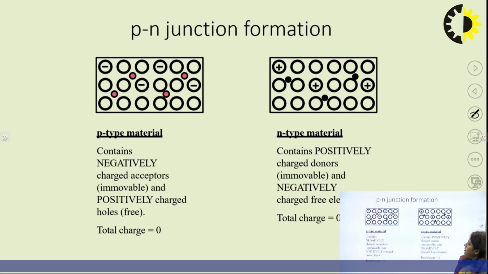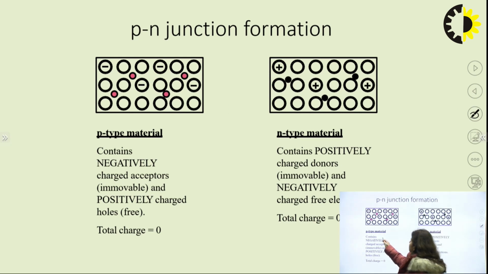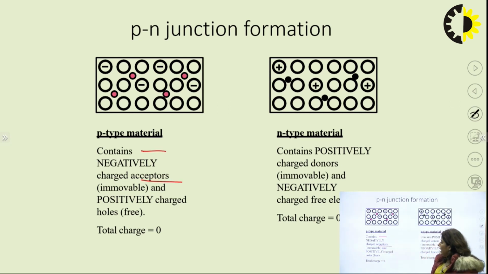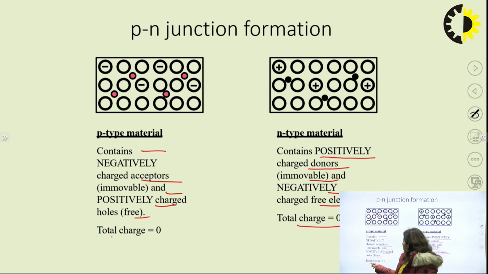So P type material contains negatively charged acceptor immovable atoms and positively charged holes, so the total charge here is basically 0. Similarly, N type material contains positively charged donor atoms, which are immovable, and negatively charged free electrons. So in equilibrium, the total charge is equal to 0 in both the materials. P type has majority carriers as holes and minority as electrons. N type has majority carriers as electrons and minority as holes.